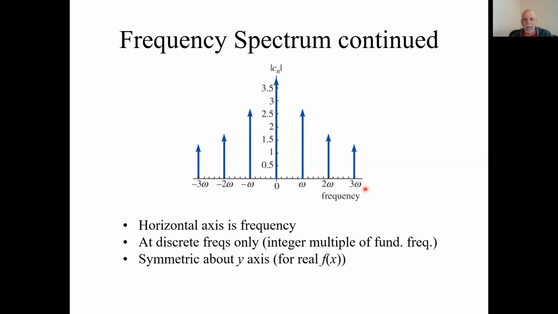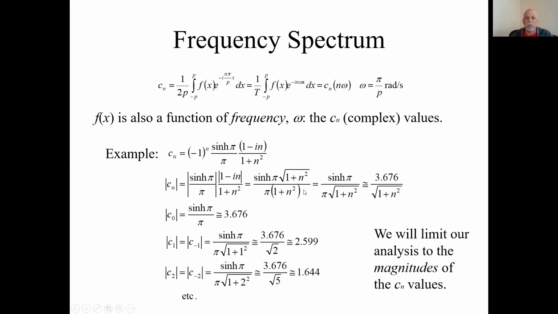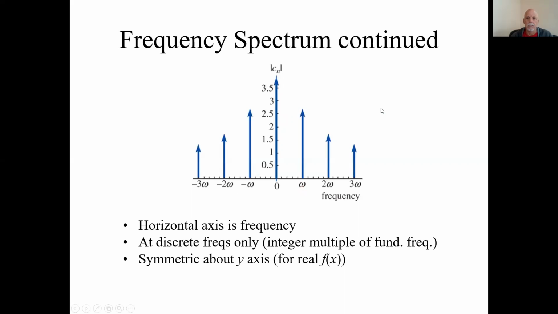So this horizontal axis is frequency. I can always do it as multiples of the fundamental frequency. And in this case, what was the fundamental frequency? In our case, P was pi, so it was just 1. So actually, this is 1 radian per second, this is 2 radians per second, 3 radians per second, etc. So the units on the horizontal axis are units of frequency.